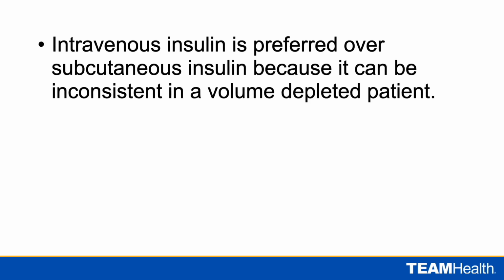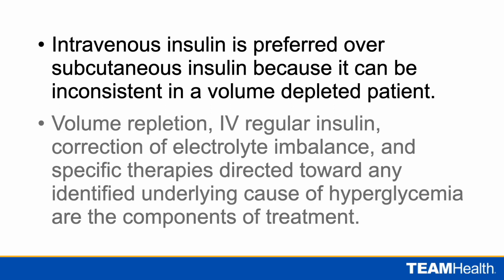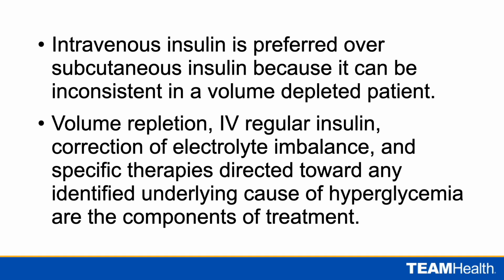In patients complaining of hyperglycemia, hydration and IV insulin are the mainstays of care. Intravenous insulin is preferred over subcutaneous insulin because it can be inconsistent in a volume-depleted patient. Volume repletion, IV regular insulin, correction of electrolyte imbalance, and specific therapies directed towards any underlying cause of hyperglycemia are the components of treatment. Subcutaneous administration of insulin in non-volume depleted patients is acceptable.